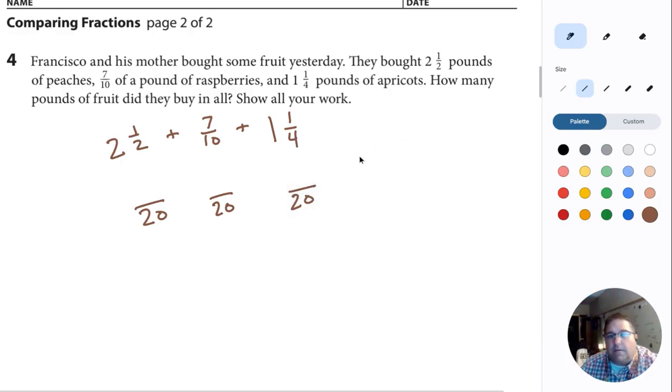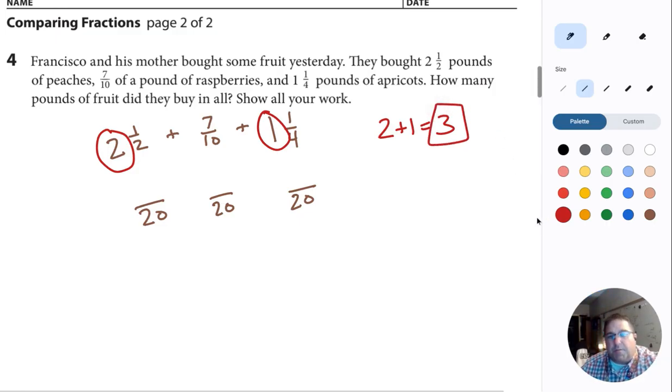And I'm going to add my whole numbers real quick as well. So we got a couple things going on. So I got this 2 and the 1. So 2 plus 1 equals 3. So we have 3 for a whole number right now. All right, let's go back to our fractions.